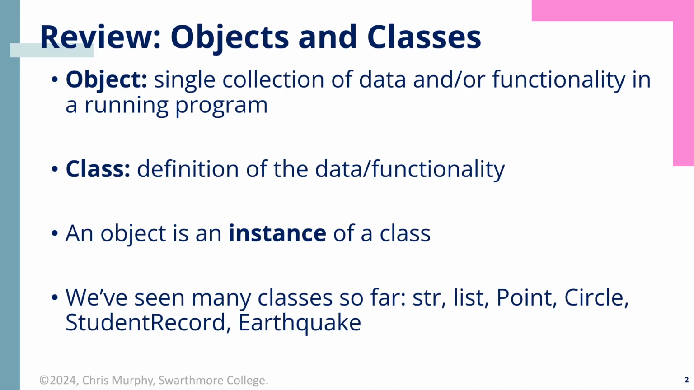In all of those cases, we as programmers were using those classes, creating objects or instances of those classes, but someone else defined them. Someone else wrote the code that defines what a student record is, including that it has a name. Someone wrote the code that defines what an earthquake is, that it has a magnitude and a location, and so on. We have not seen how to write that code. We've seen how to use those objects, but we haven't seen how to create our own classes.